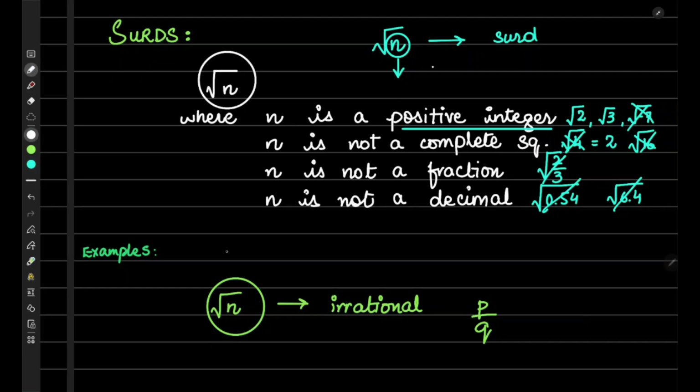Let's talk about some examples of surds. The examples of surds would be root 2, root 3, root 4? No, because root 4 will give you 2. Then root 5, root 10, root 19. These all will be called surds.